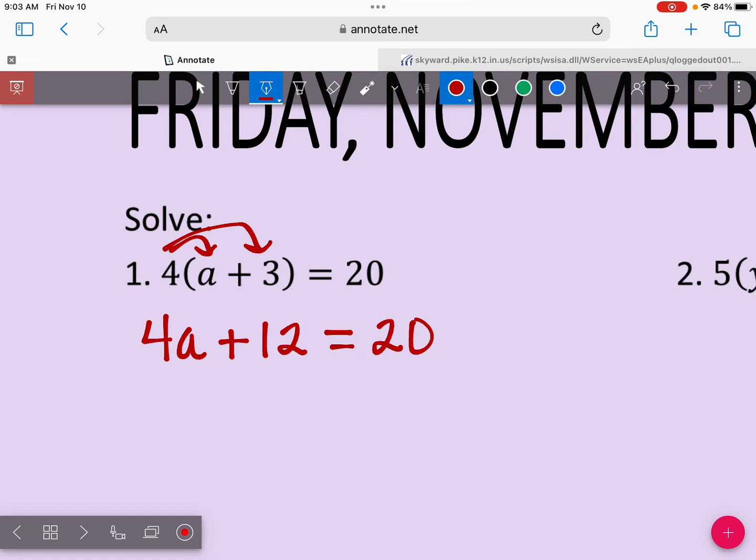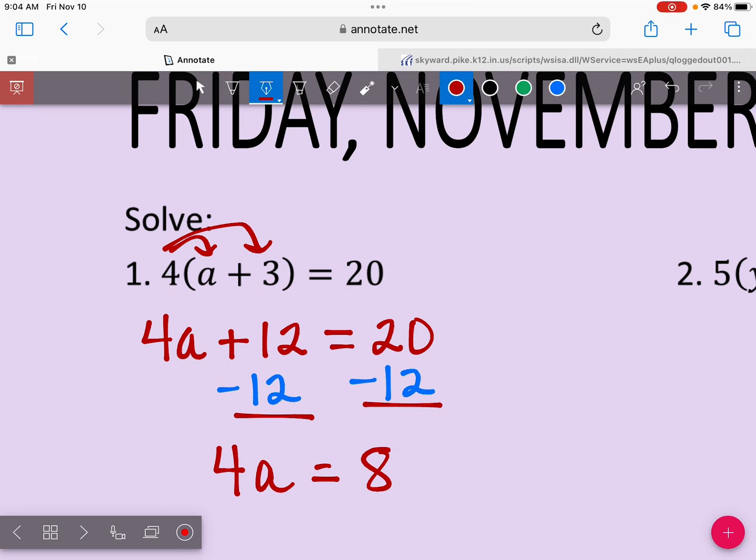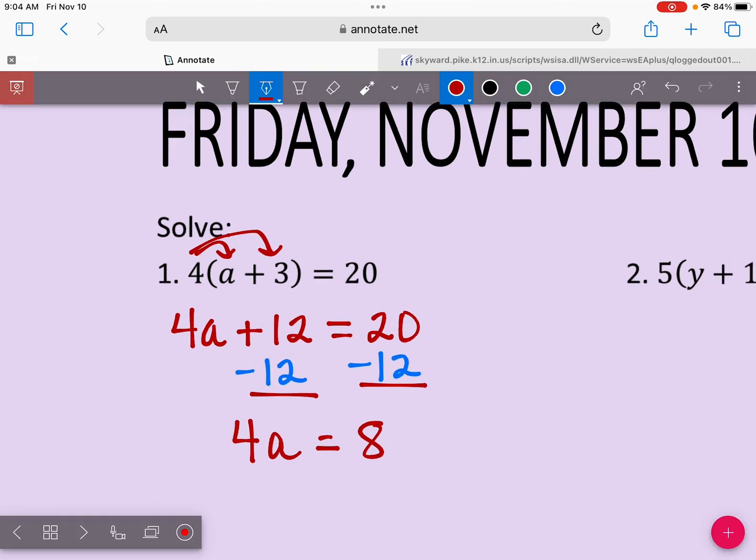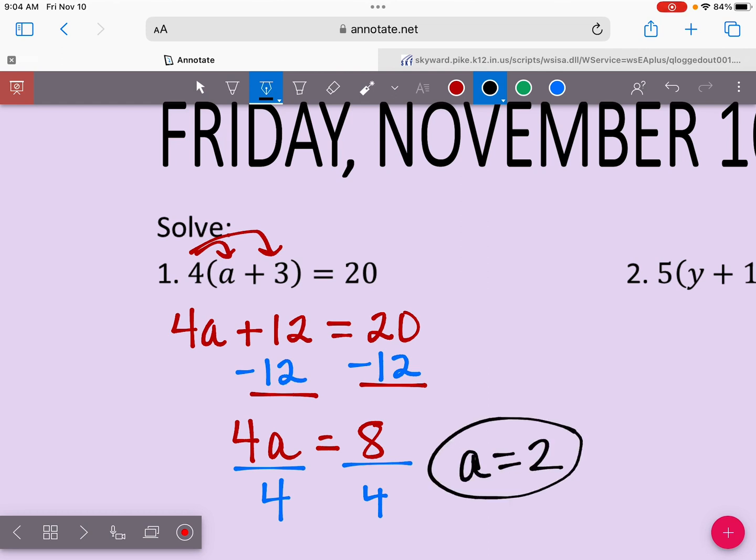All right, now what am I going to do? Subtract the 12 from both sides. So 4A equals 8. And then divide both sides by 4. So A equals 2. All right, any questions about how we did our first one?